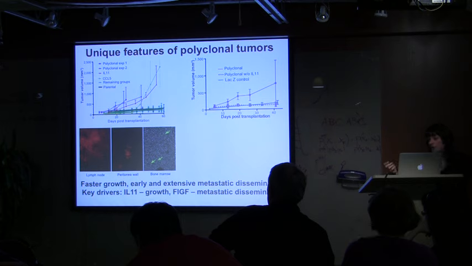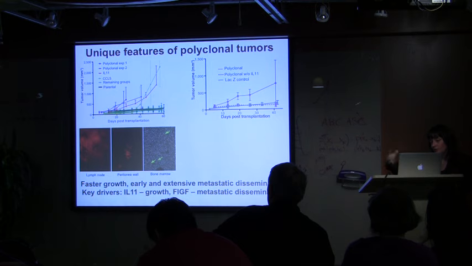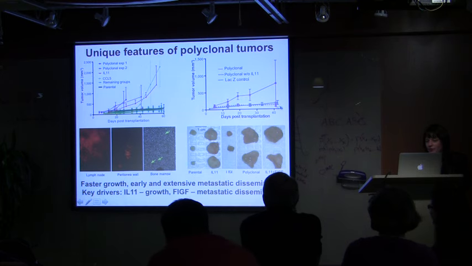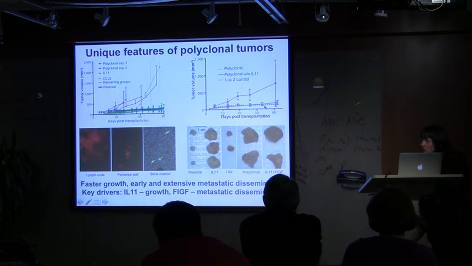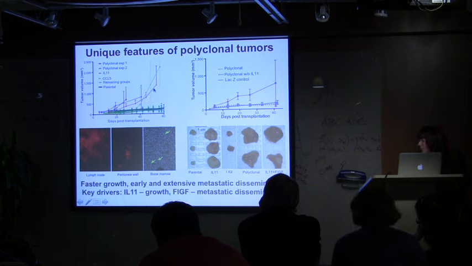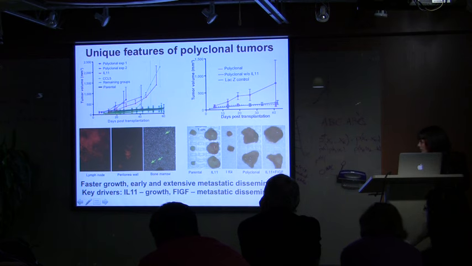The polyclonal tumor is still dependent on this clone, so it seems to be sufficient and required. Polyclonal without IL-11 doesn't grow. That's this one here. IL-11 alone is growing, this one, but it's not metastatic, whereas the polyclonal tumors are metastatic. This shows the size. The parental cells are very, very tiny tumors. IL-11 tumors are really big, but not metastatic. Polyclonals are really big, and they're metastatic. And then this one, we found another clone.